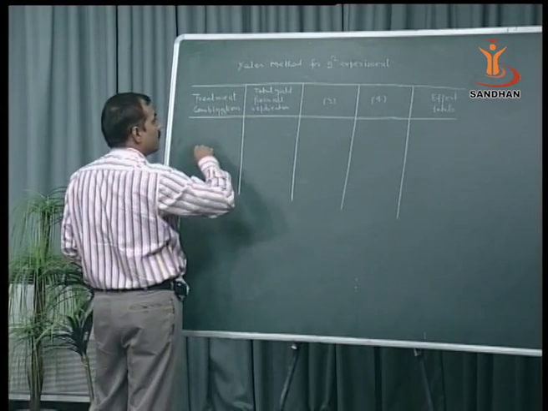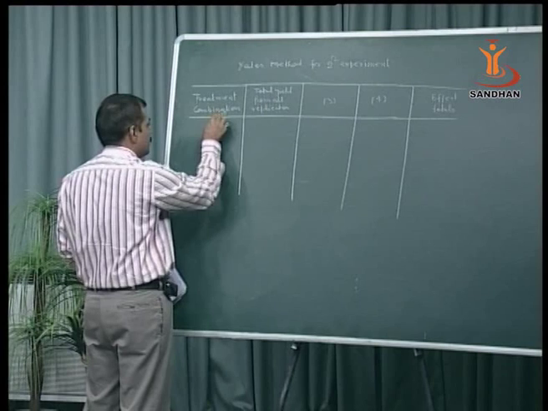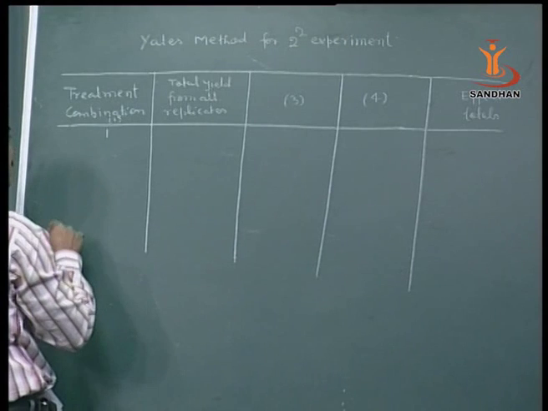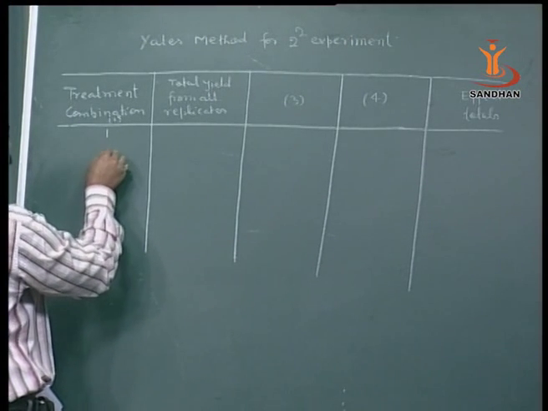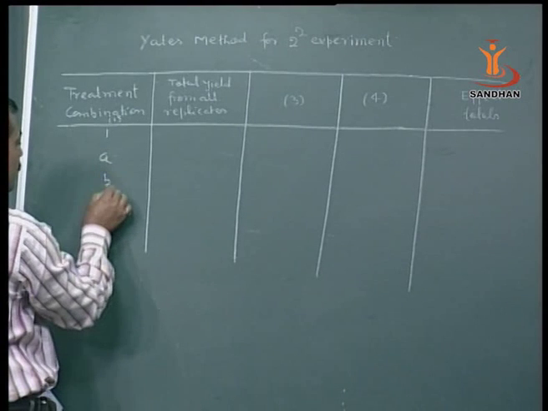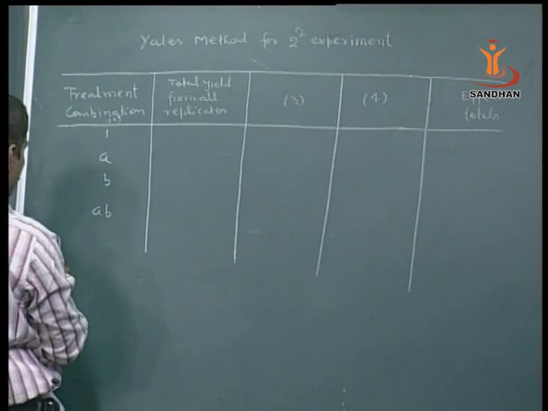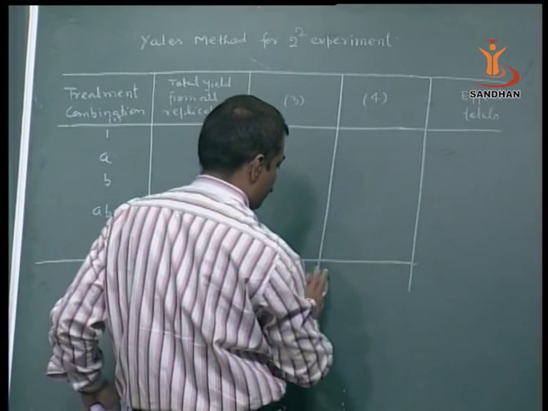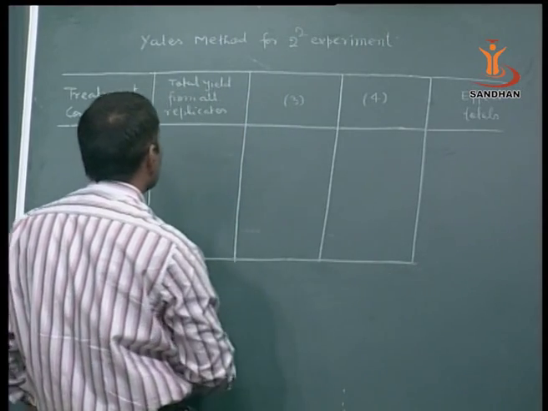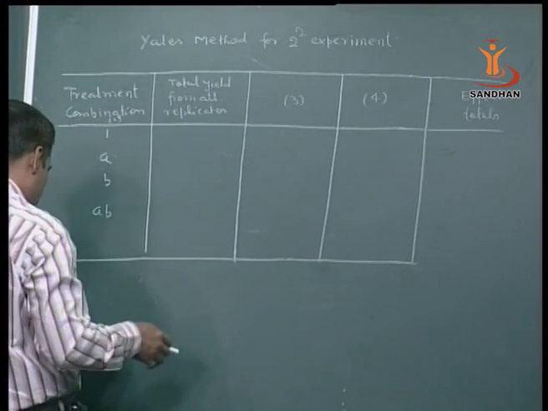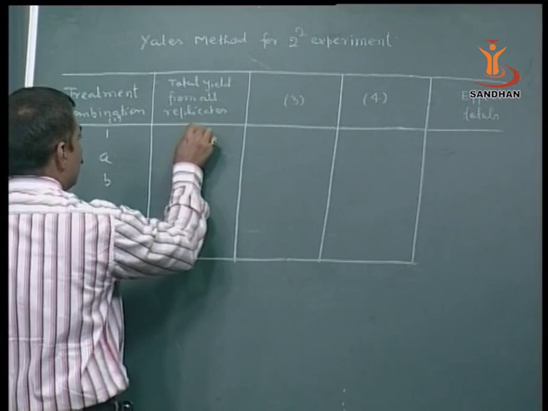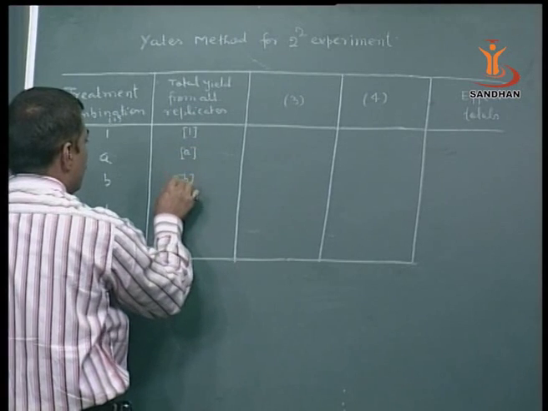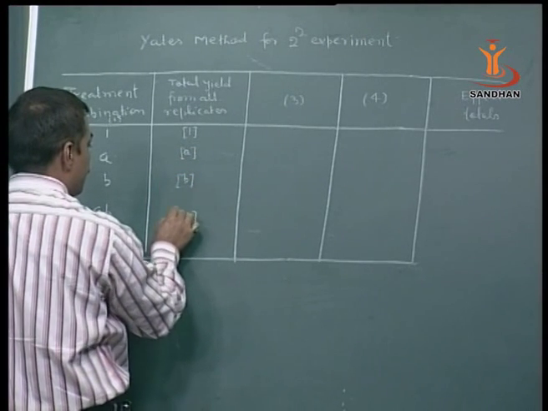Now for the 2 raised to power 2 experiment, treatment combinations are, we start from 1 when both factors are absent, that is present at first level, then a, then b, then ab. So total treatment combinations are 4 here. Total yield from all replicates we write in this way: 1, a, b, then ab.